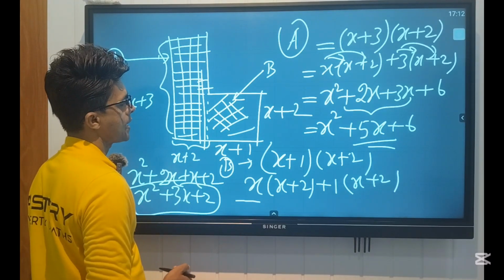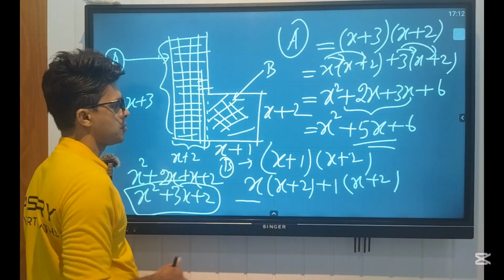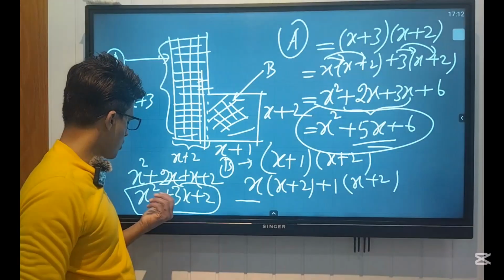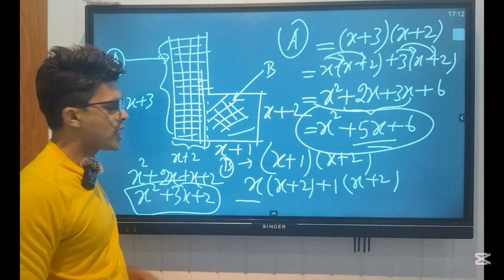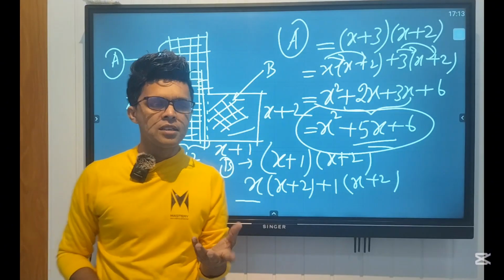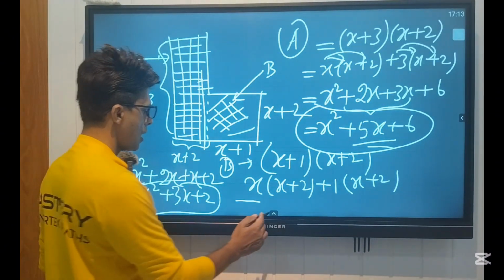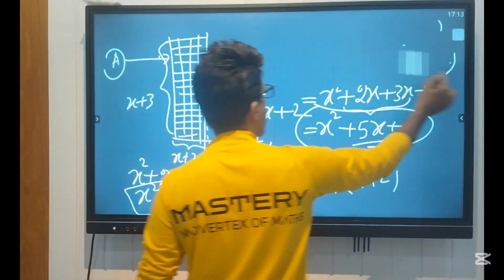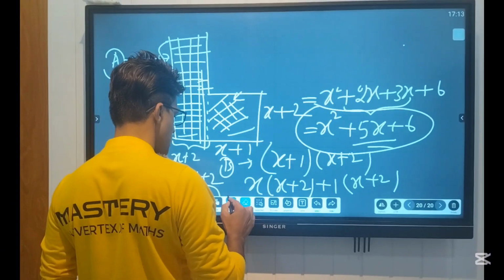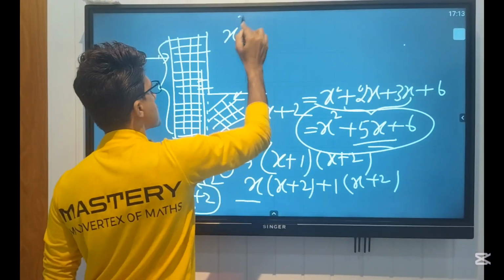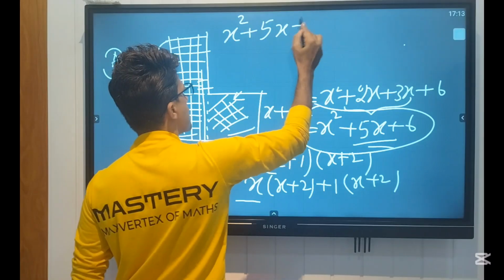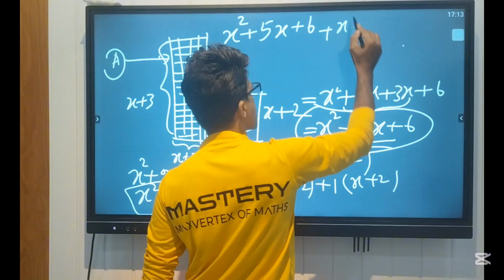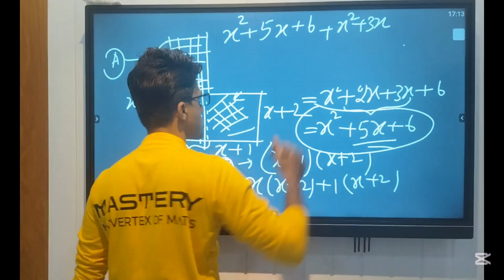So now we can get the area of this whole diagram. The area of A we've taken as x squared plus 5x plus 6. The area of B we've taken as x squared plus 3x plus 2. To get the area of this whole figure, we can add these two values. You could add these two areas of the plane parts. Area of A is x squared plus 5x plus 6, and the area of part B is x squared plus 3x plus 2.